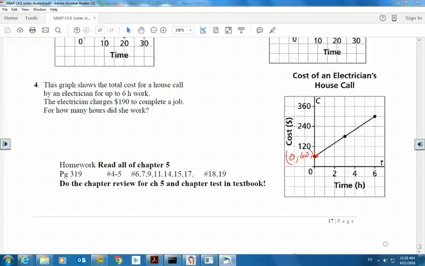Yep. Let's say, just for showing up, it's because you've spent the time to go there, right? Well, and everyone's different, right? So here, $60 just for showing up, plus 60.